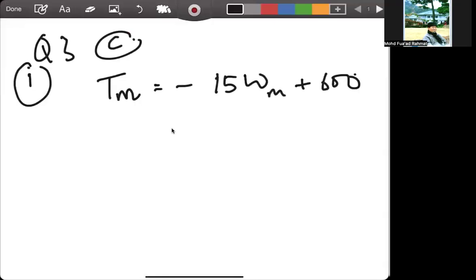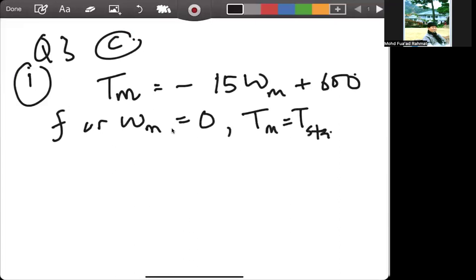Okay, where omega m is equal to 0, EM is equal to T stall, it's not moving, at 600. That is from the graph. Okay, this is 4 omega m.